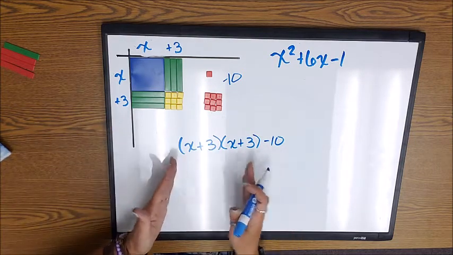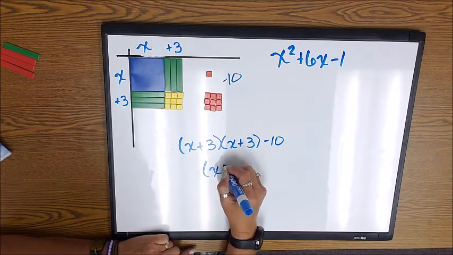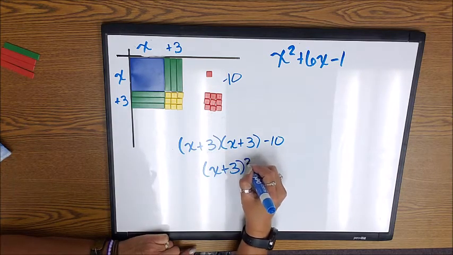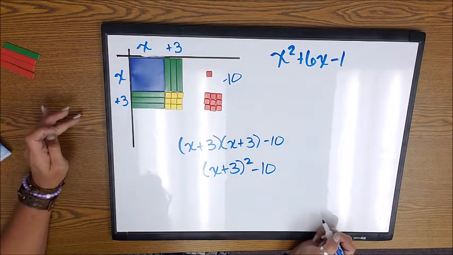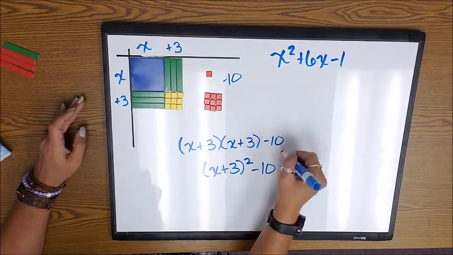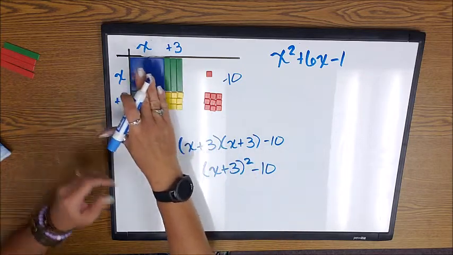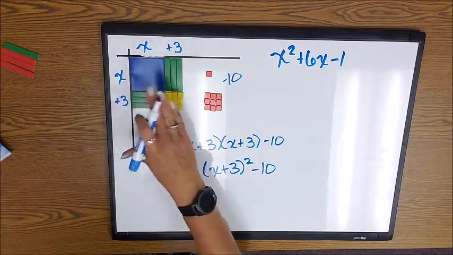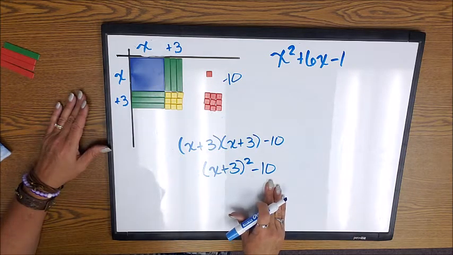Completing the square also means I want to end up with a binomial squared, and I still have my minus 10. These are not part of the multiplication, so make sure students don't put parentheses around there and say it's times negative 10. All of this is being multiplied, and once I've done that, then I subtract 10 off the end. So that's how we represent this.